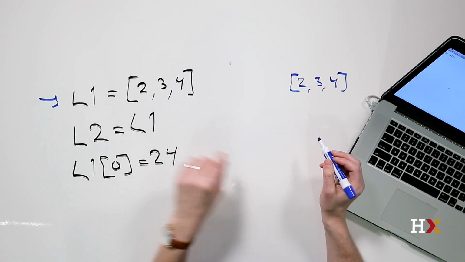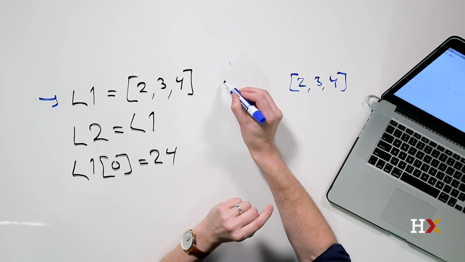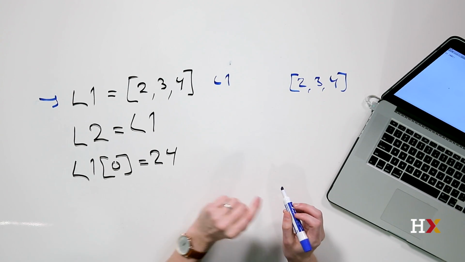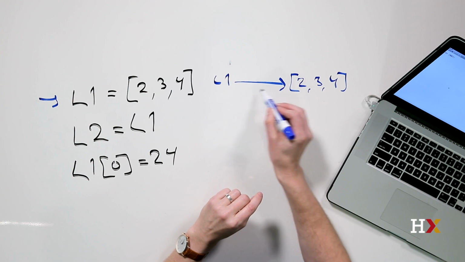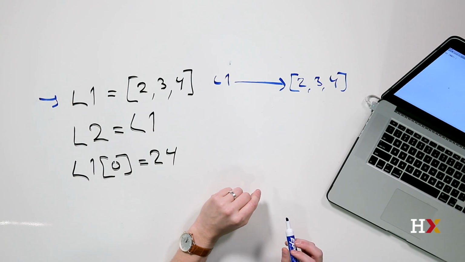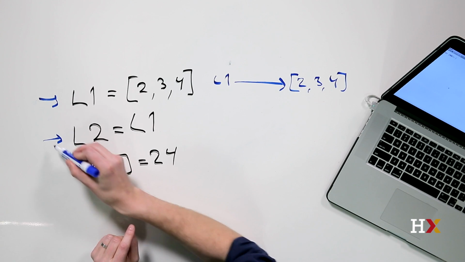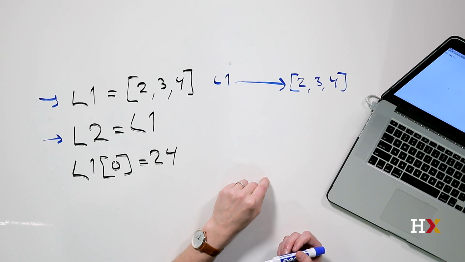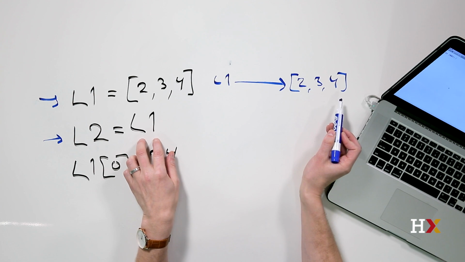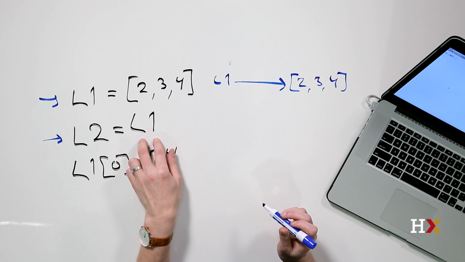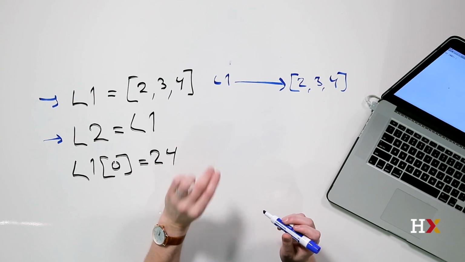The second step, Python creates the variable name L1. And third, because of the assignment, L1 will reference this list. If we look at the second step, L2 is equal to L1. The object L1, which currently references the list, already exists. Therefore, Python only needs to do 2 things.